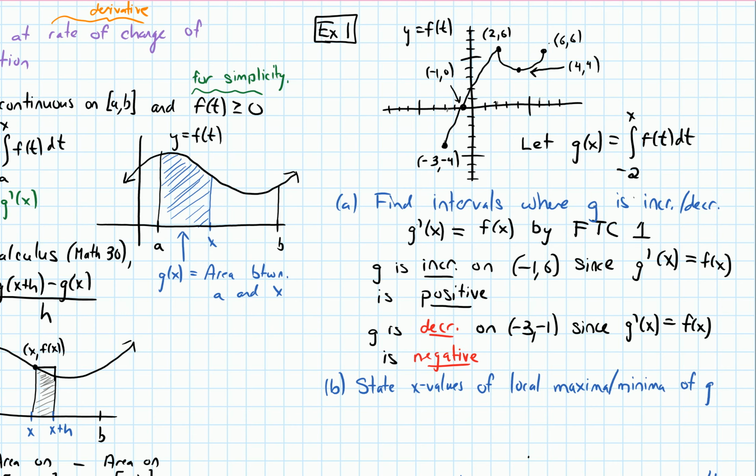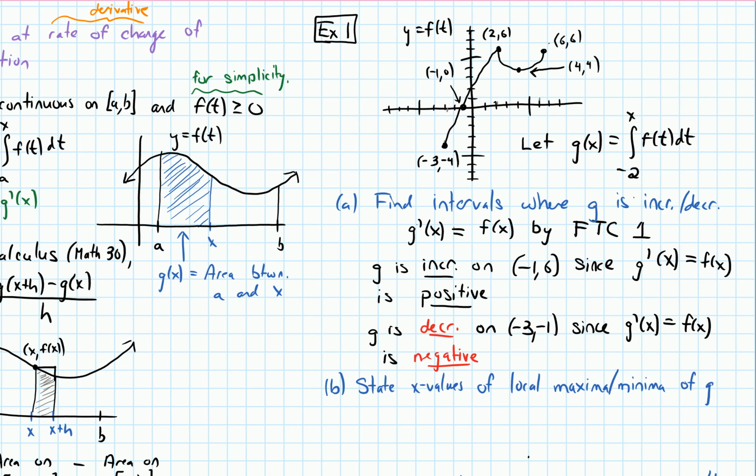All right, so I want to zoom it out now a bit so that we can look at part B of this example while still looking at the original graph. So B asks, now state the x values of the local maxima and minima of g. So this is some review from the previous calculus course.